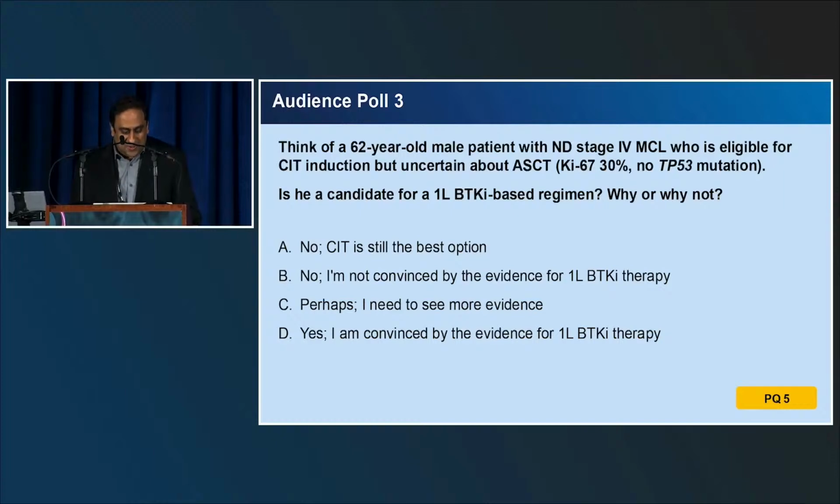Okay, so I see a little bit of mixed here, that some of you are early adopters and some of you want to see the data. So we're going to do both, and we're going to go through some of that data today.